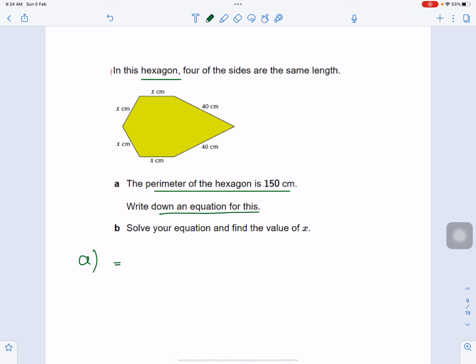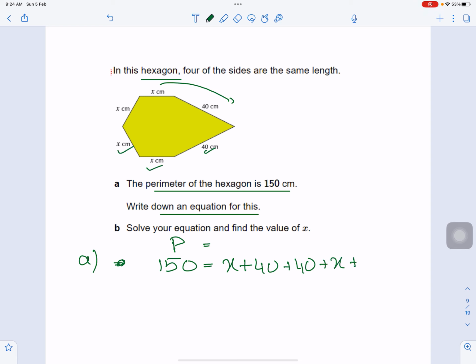Question is saying write an equation, so I will not try to solve it. Remember this thing, okay? So 150 is equal to, because this is perimeter, the sum of all the sides. I'm starting from this side and going like this. So x plus 40, then this 40, then this x, then this x, then this x. If I count 1, 2, 3, 4, 5, 6, I have written 6 sides. So I will stop here.